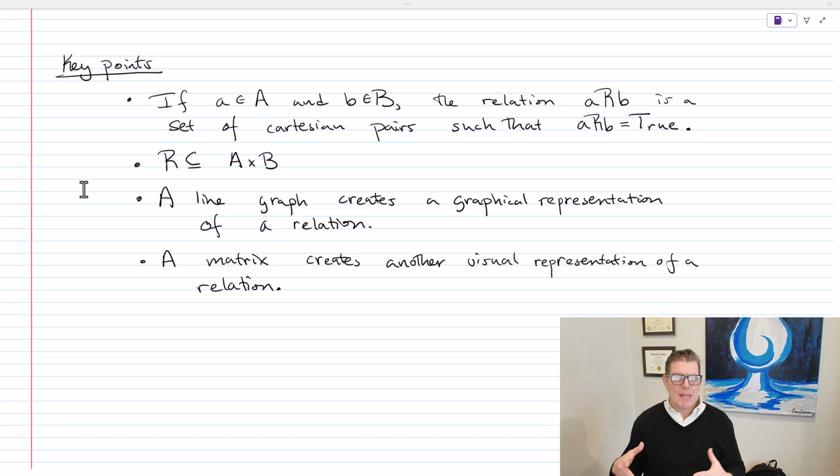If A belongs to A and B belongs to B, the relation ARB is a set of Cartesian pairs such that ARB equals true. That is basically that if A is related to B, we get a true statement for that, then we're going to put AB into the set. R is then going to be a subset of A cross B, or that Cartesian product. A line graph will create a graphical representation of that relation, and then a matrix creates another visualization of the relation. So we can start out with a line graph, we can start out with a matrix, or we can start out with just the relation, those ordered pairs, and that kind of defines the relationship between our big set A, and our big set B.